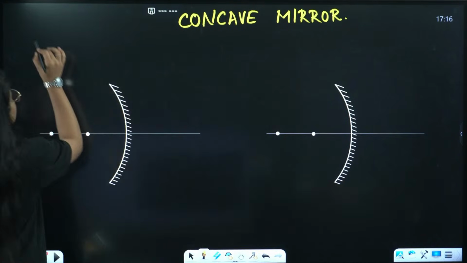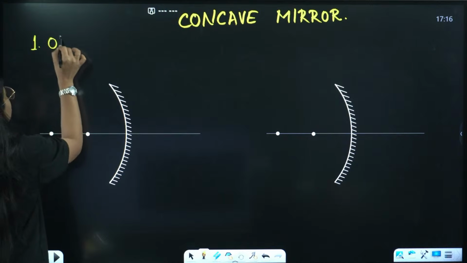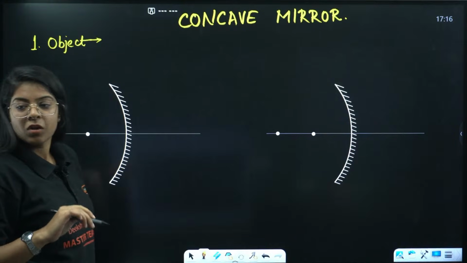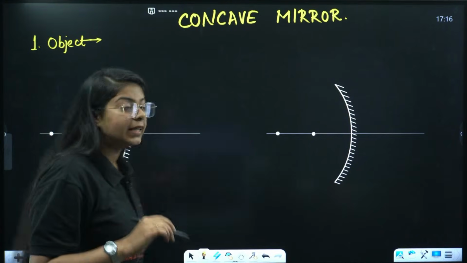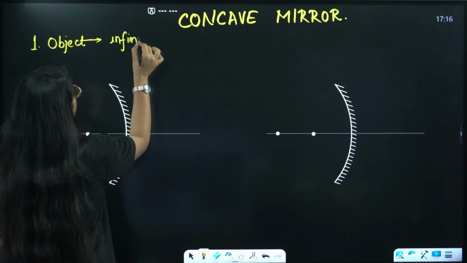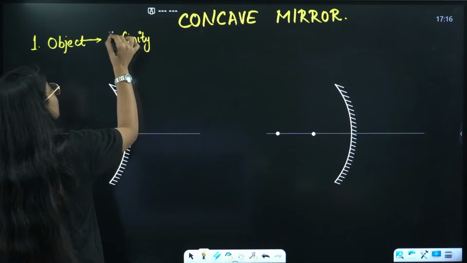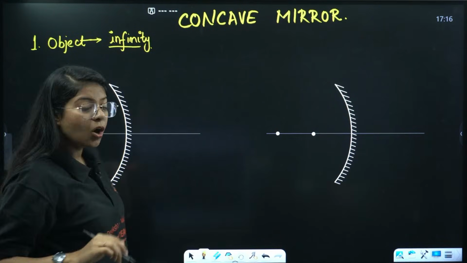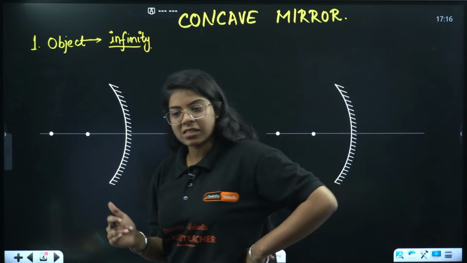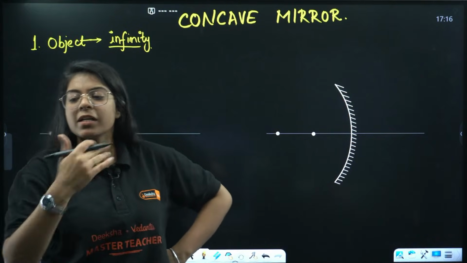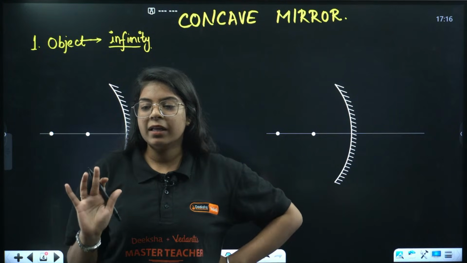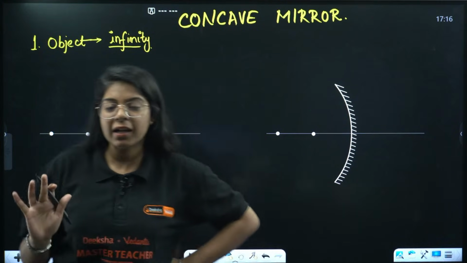The first case of concave mirror is when the object is at infinity. Now how do we go about it? How do we start making the ray diagram? Yes, parallel. That means the object is at infinity, because from infinity rays will come parallel and they'll fall on the mirror.